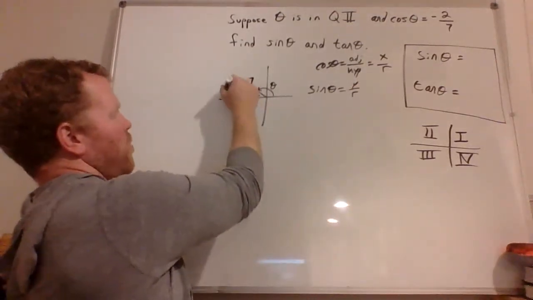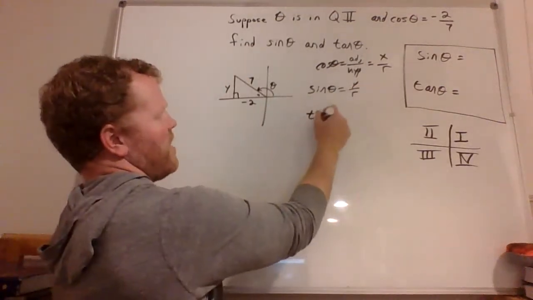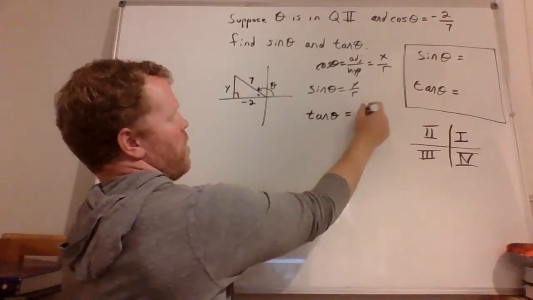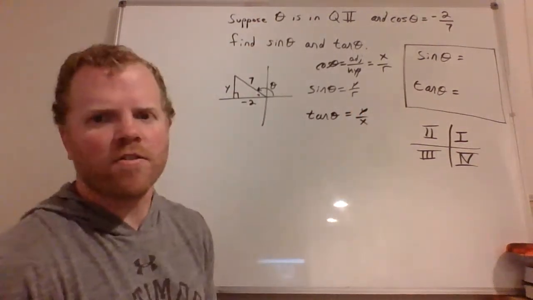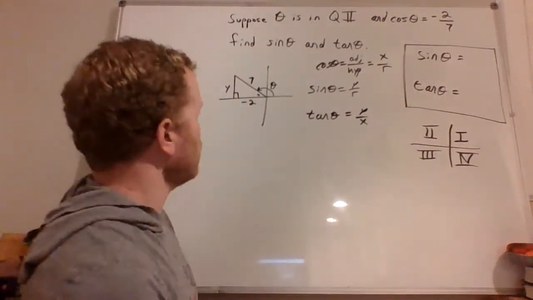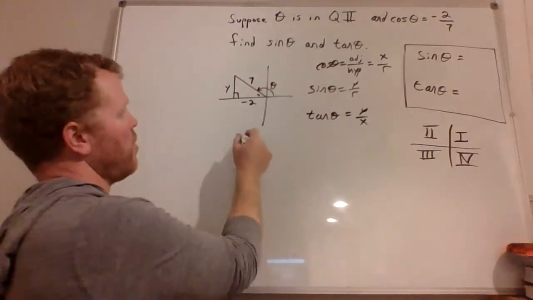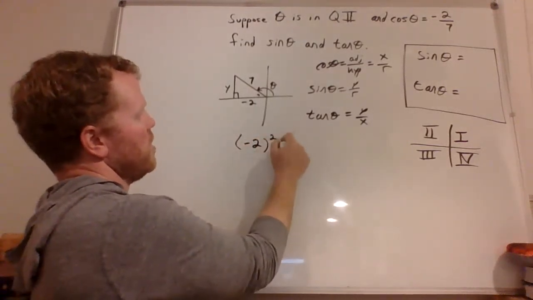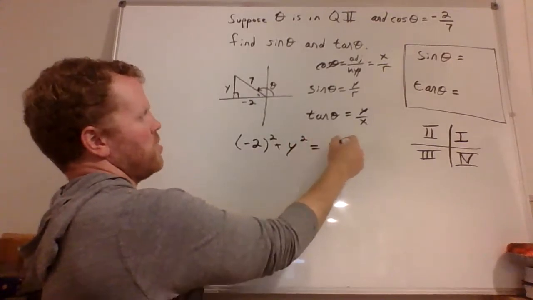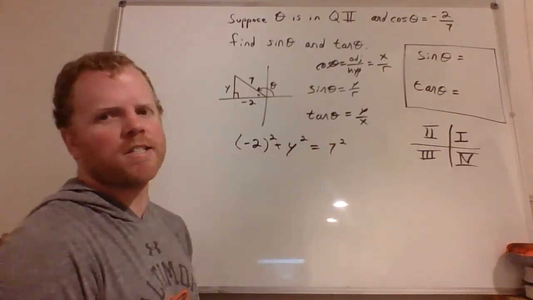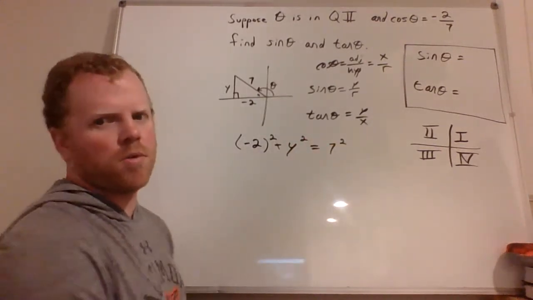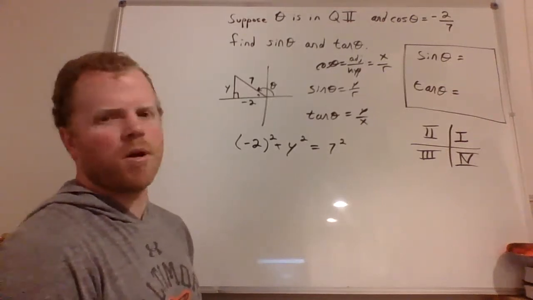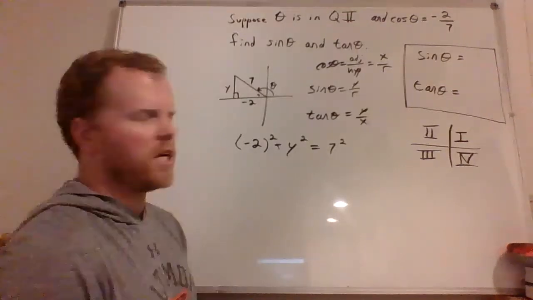So we got to find this y side. And tan of theta is y divided by x. So we still have to find that y side. So all we have to do is just do the Pythagorean theorem real quick. So -2 squared plus y squared is equal to 7 squared. Remember, it's leg squared plus leg squared equals hypotenuse squared, not just square the two sides and add them up no matter which two sides they are.